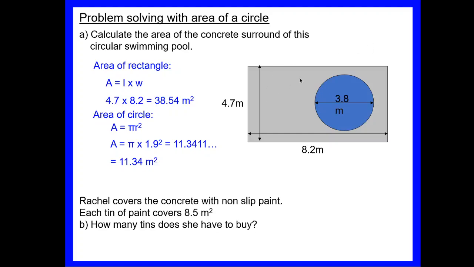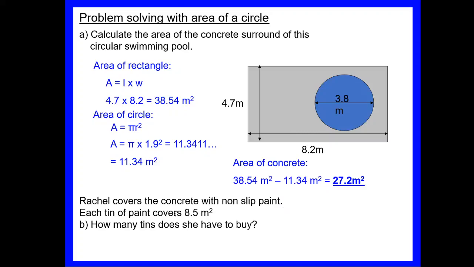So I've now got the area of the concrete filled in and I've got the area of the pool. So we need to cut out the pool from the concrete so that we just have the grey bit left. So we need to subtract those. So we're going to do 38.54, which is our rectangle, our concrete, subtract the pool, which was 11.34 meters squared, which gives us 27.2 meters squared for the concrete surround.